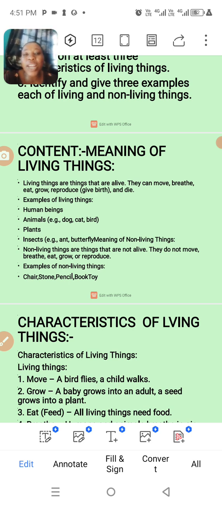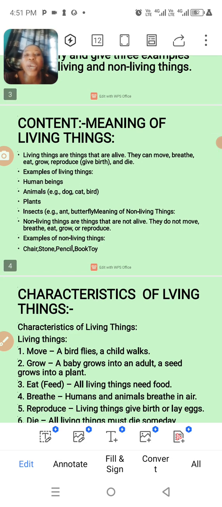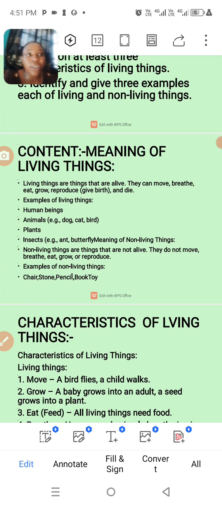They are non-living. They don't have breath in them. They don't have life in them. They don't breathe, they don't grow, they don't eat. Can you feed your chair? Even your toy, no matter how well you love your toy, you can't feed your toy. Your toy cannot grow.